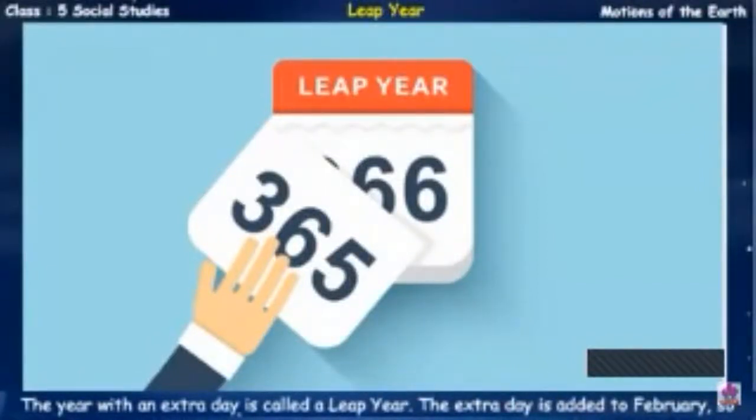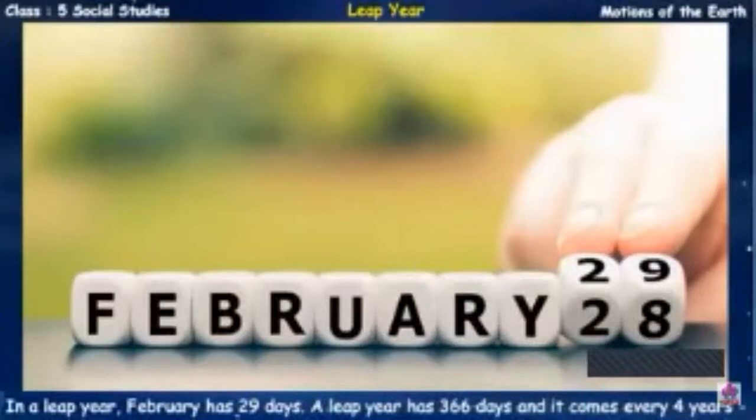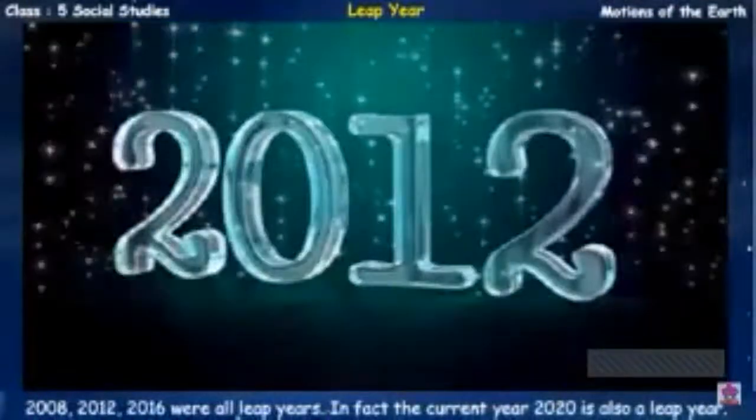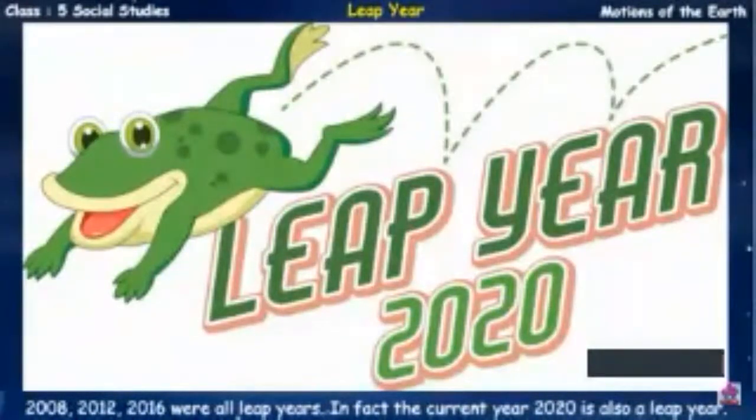The extra day is added to February, so, in a leap year, February has 29 days. A leap year has 366 days and it comes every 4 years. 2008, 2012 and 2016 were all leap years. In fact, the current year 2020 is also a leap year.